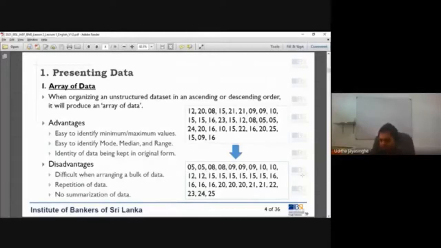So when you just put this raw bucket of data into an ascending order, that's the whole presentation that we want to discuss here, array of data. That's it. We are done with it.